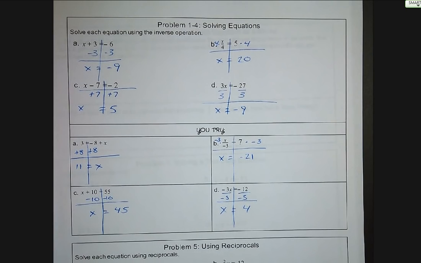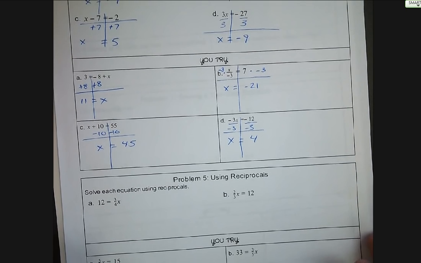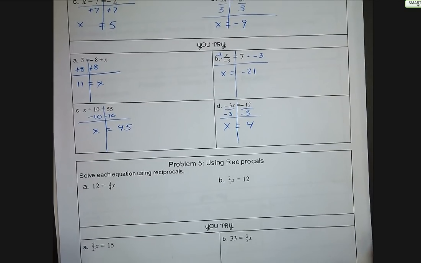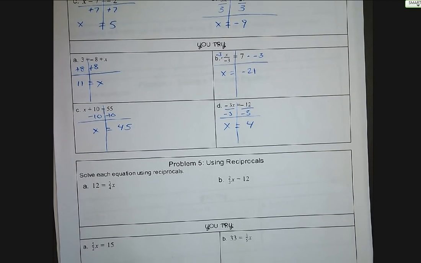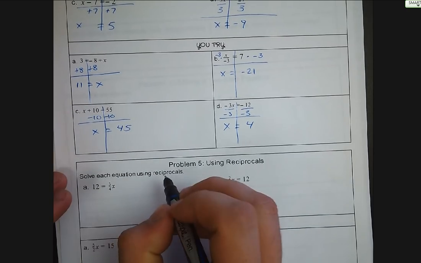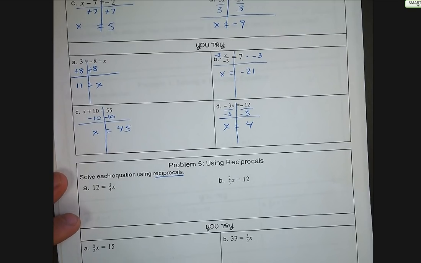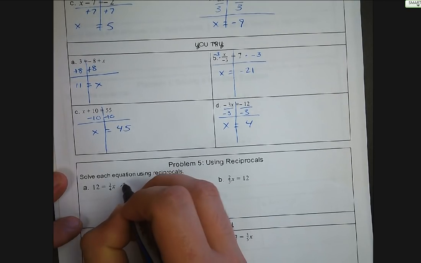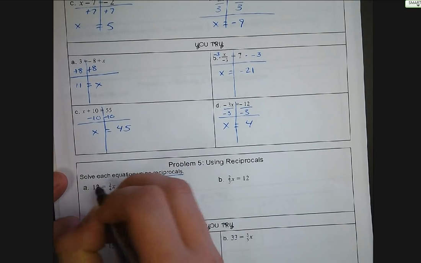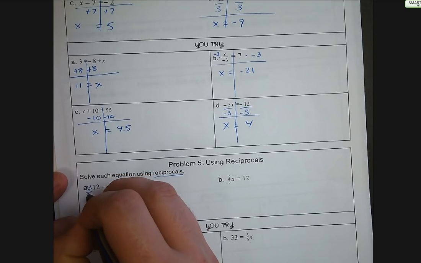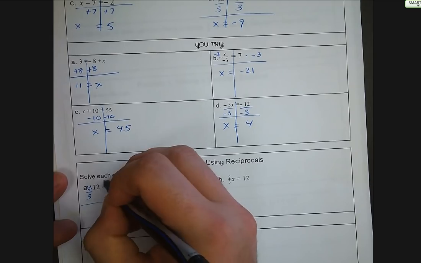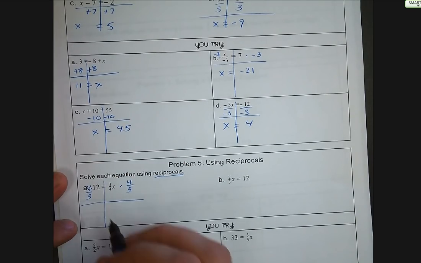All right. Now, problem number 5 is a special case where we have a fraction that's being multiplied. And the way that we can undo a fraction is to multiply by its reciprocal. So if you don't remember, when we take the reciprocal, we flip the fraction upside down. So for letter A, we've got 12 is equal to 3/4 x. To multiply by the reciprocal, we are going to multiply by 4/3 on both sides of the equation. All right, when we multiply by 4/3, we get that 16 is equal to x.